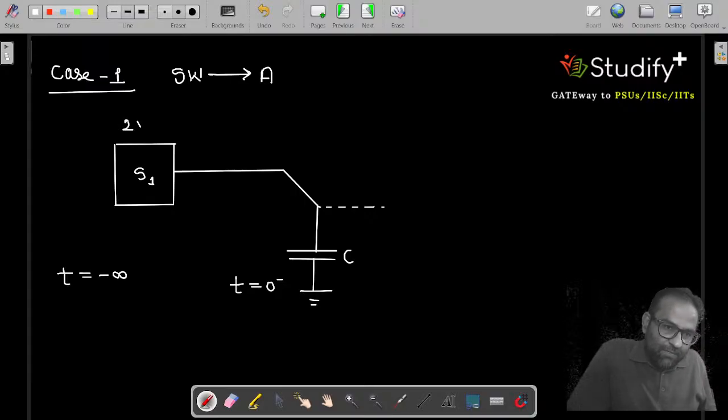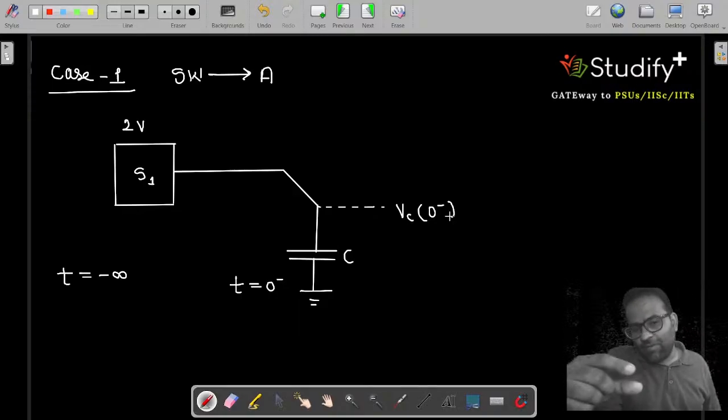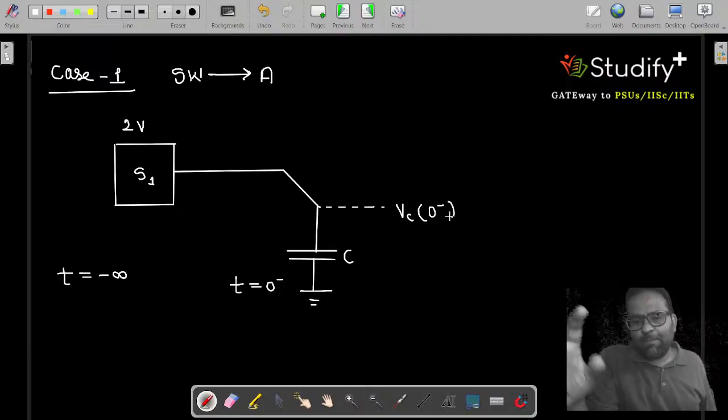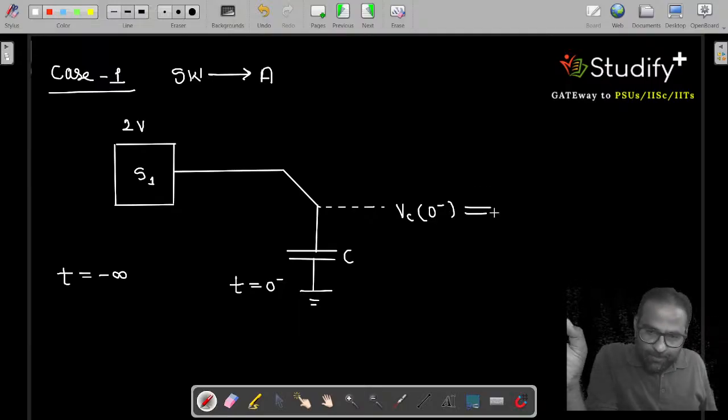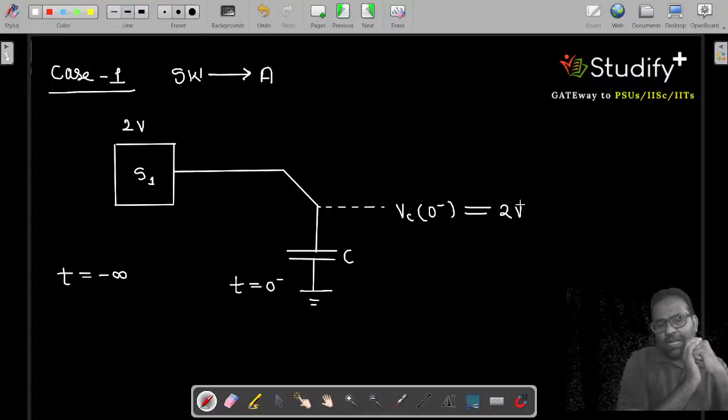This source is having potential 2 volt. So can I say in steady state the 2 volt, or I can say this value is at VC 0 minus. In steady state, the voltage across the capacitor will be what? 2 volt. Means this much of energy is stored in the capacitor in which duration? From t equal to minus infinity to t equal to 0 minus. This is our first condition.